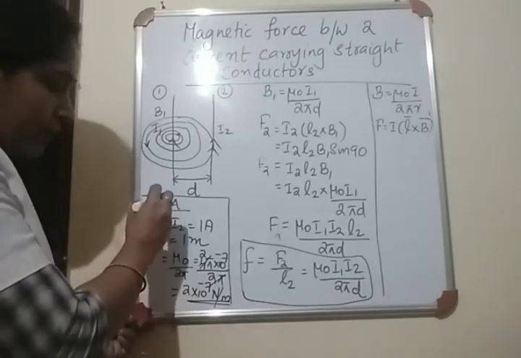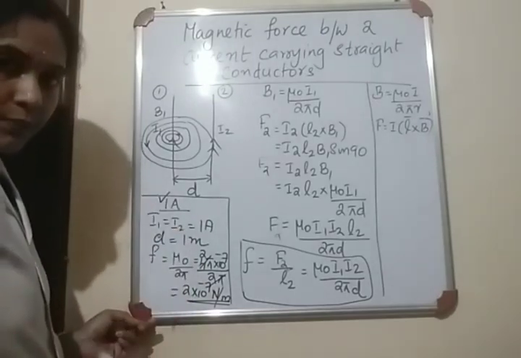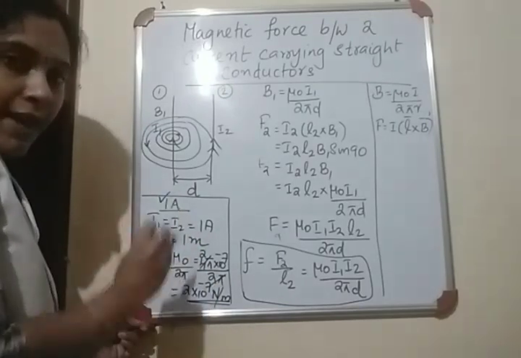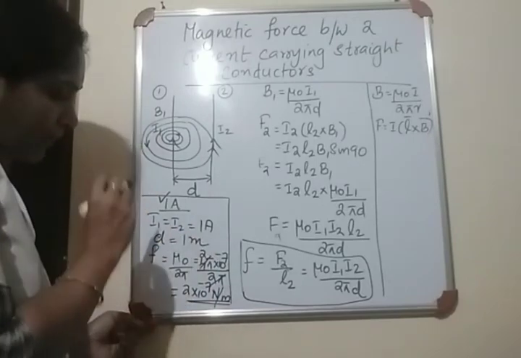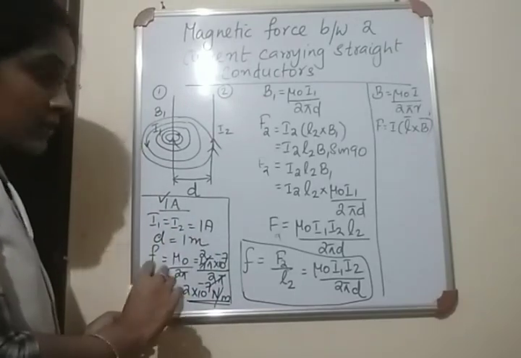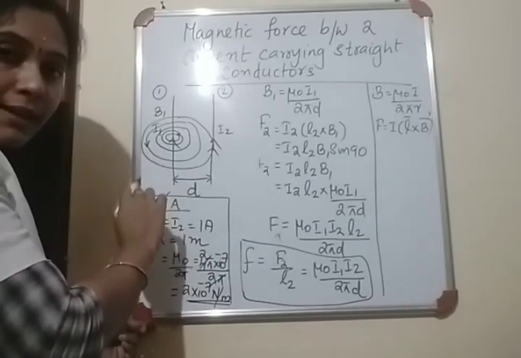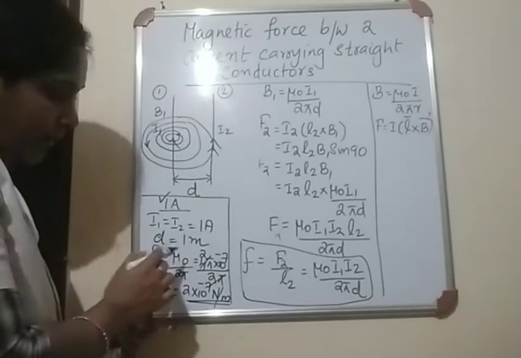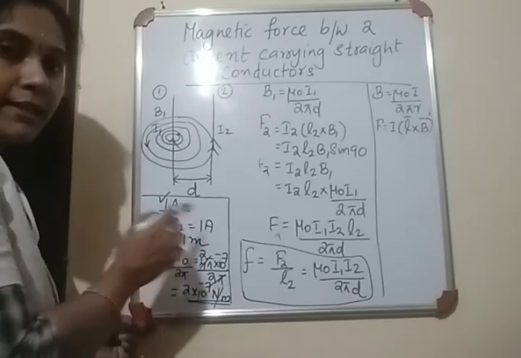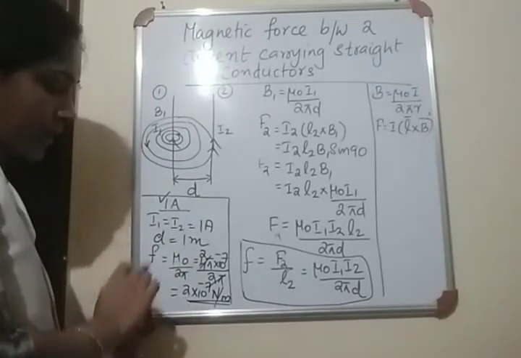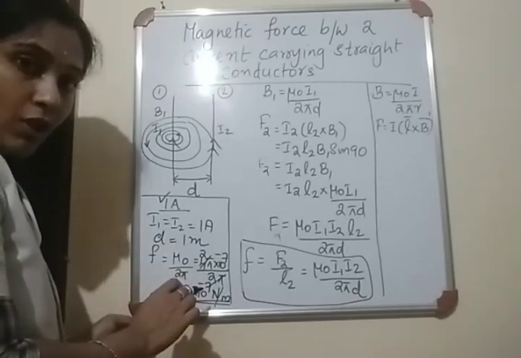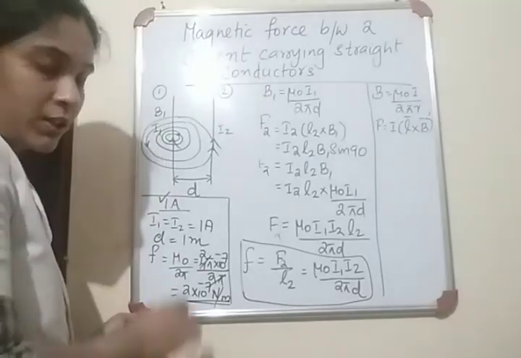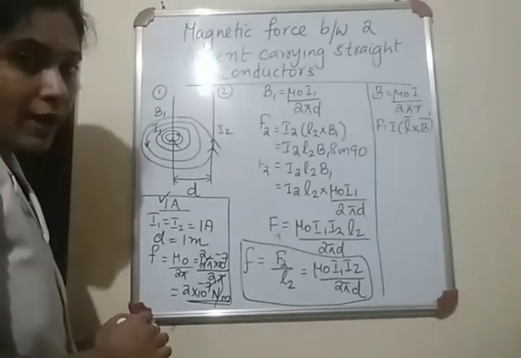And how will you define 1 ampere based on this? So 1 ampere is the current which flows through two straight current carrying conductors kept at a distance of 1 meter apart, because distance is 1 meter, 1 meter apart in vacuum, and produces a force per unit length of 2 into 10 raised to minus 7 Newton per meter. So this will be the definition for 1 ampere.